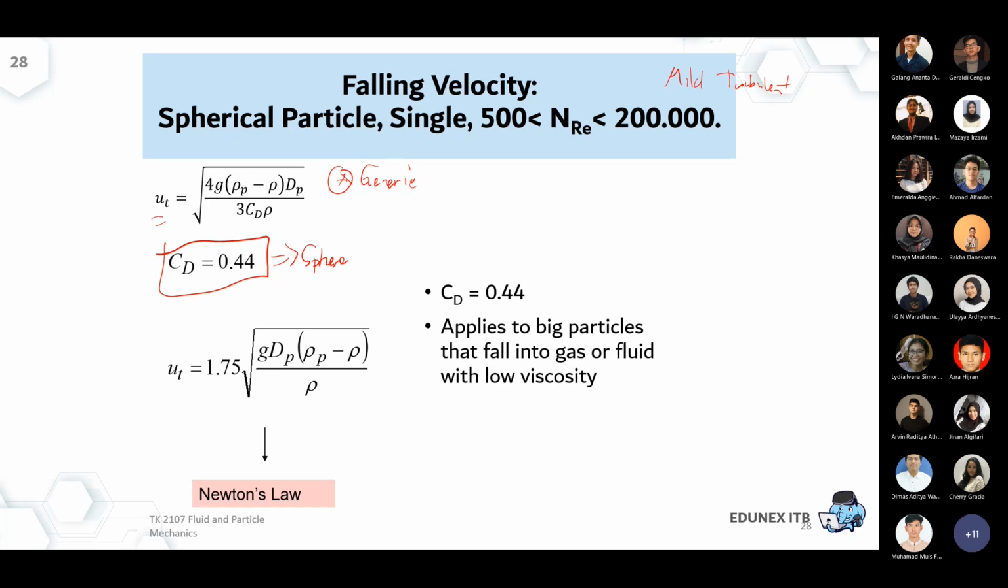So in that case, we just need to directly put this 0.44 into the CD part. Then using some simplification, 4 per 3 divided by 0.44, and then you put the square root, you should get 1.75 as a constant outside of the square root. And this is actually the derivation for Newton's law. Previously, for the laminar regime, that's the derivation for Stokes' law.